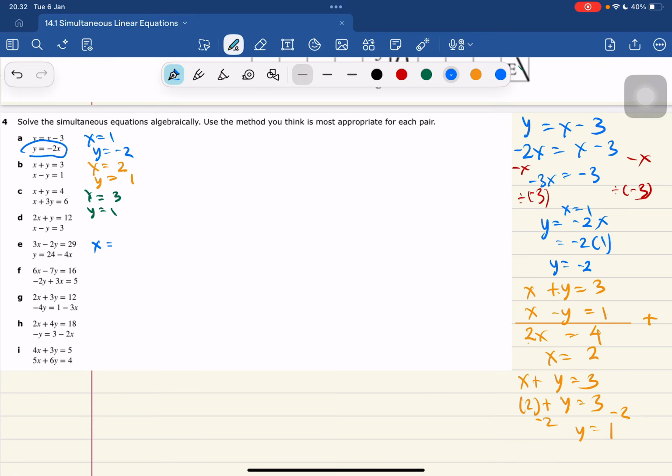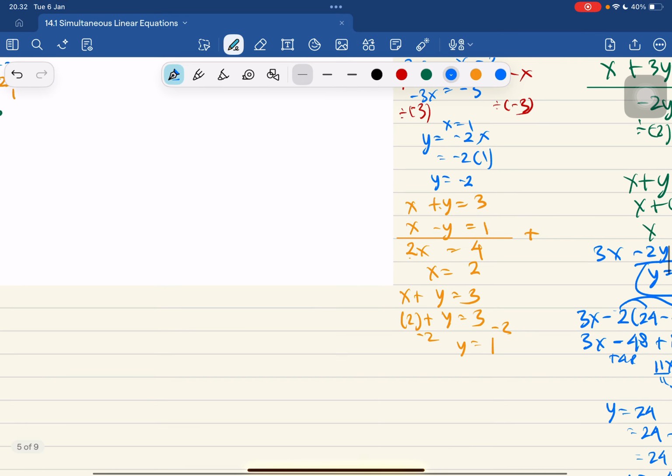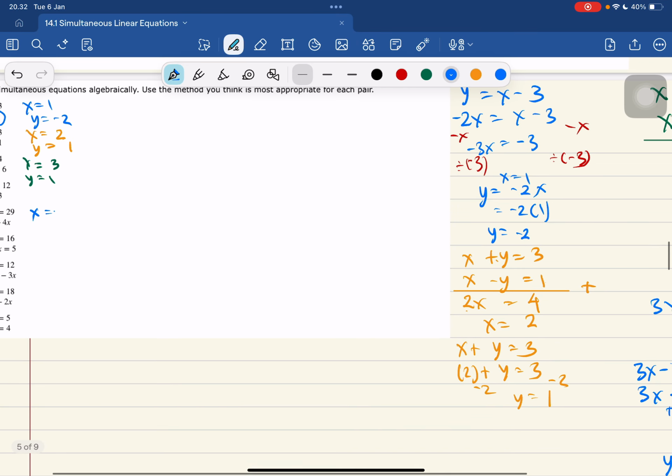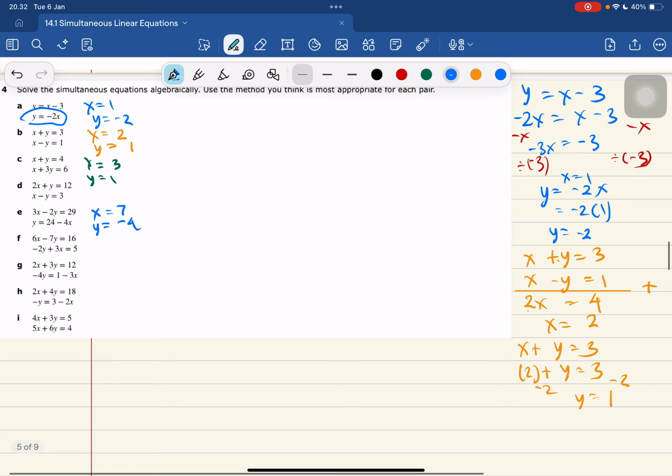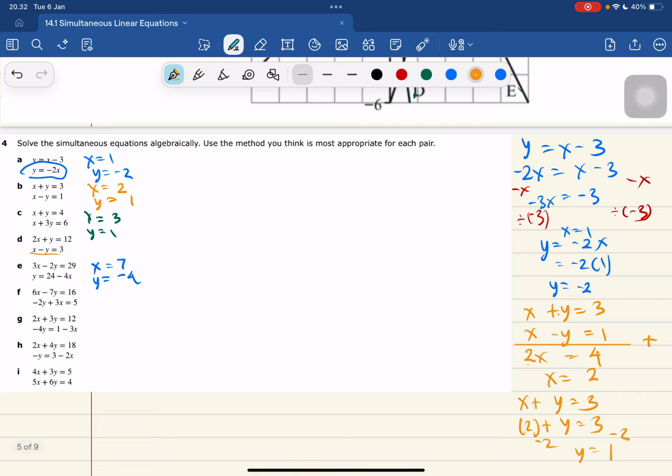So x equals 7, then y equals minus 4. I think we skipped one question here, so let's do it. We have 2x plus y equals 12, then x minus y equals 3.